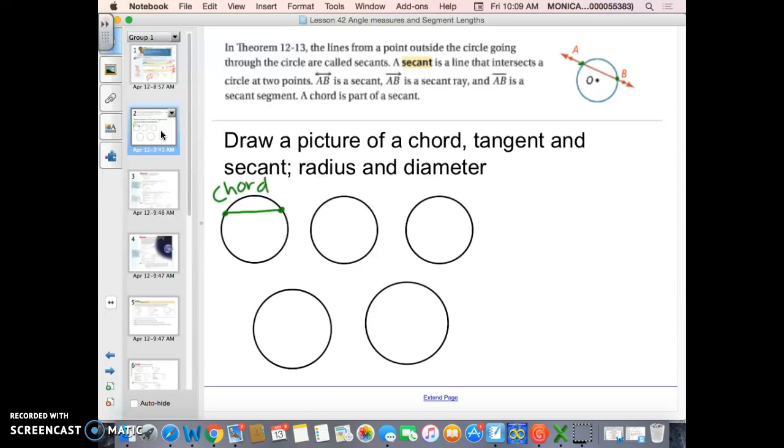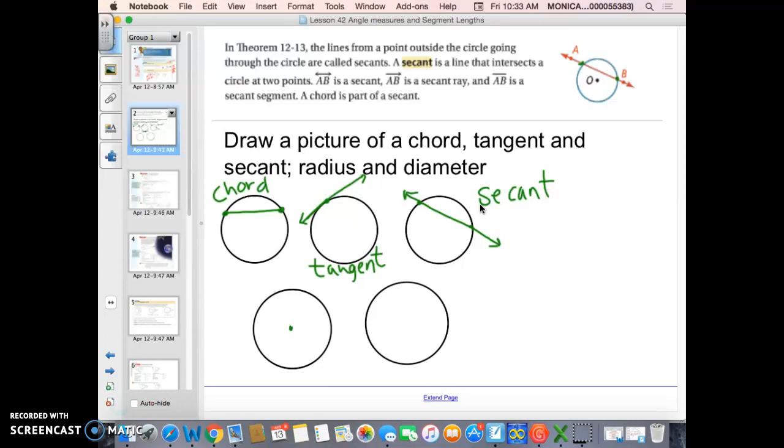Okay. A tangent, remember, is a line that intersects a circle at 1 point, so we call this tangent. And then a secant now is basically a chord that extends in both directions. Like this is what we call a secant. So you can see the difference between the three different kinds of line.